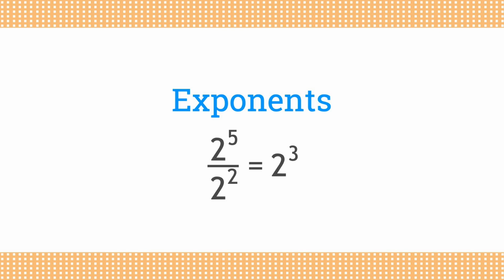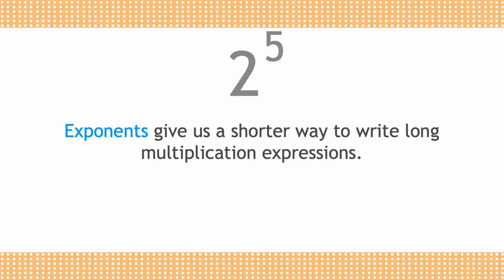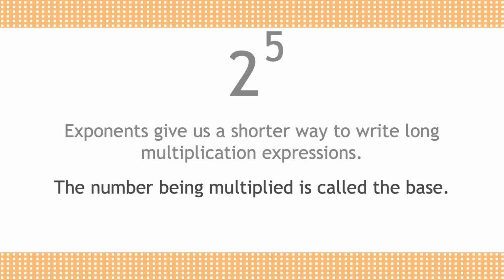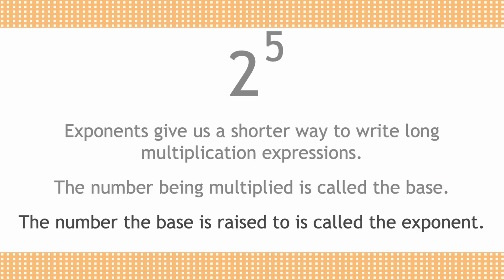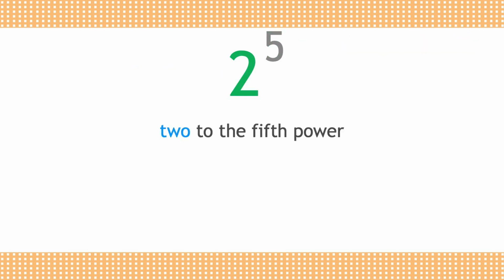Let's start with a quick refresher on exponents. Exponents give us a shorter way to write long multiplication expressions. The number that's being multiplied is called the base, and the number it is raised to is called the exponent. The exponent tells us how many times the base is used as a factor. In this example, 2 is the base and 5 is the exponent. You can read this as 2 to the 5th power.